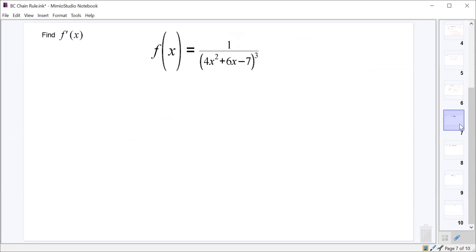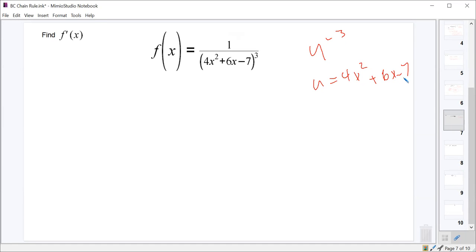How would you write this one as a composition of two functions? What would your first function be? U to the negative third. Yeah, we'd have this be u to the negative third with u equal to 4x squared plus 6x minus 7.